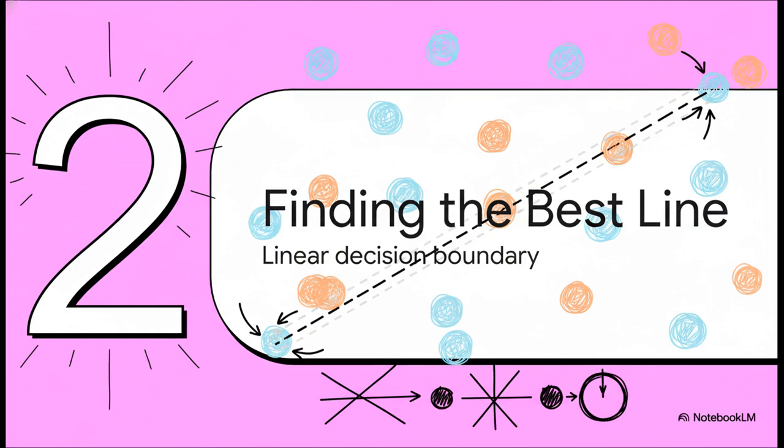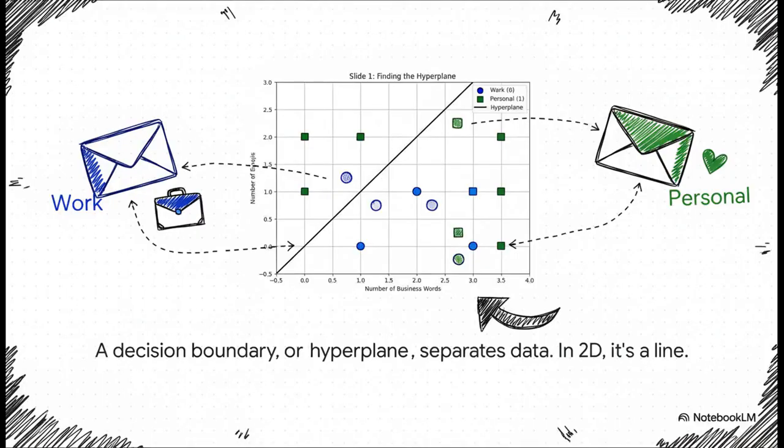All right, let's pop the hood and see how this thing actually works. How does it find that one perfect line? So the first thing an SVM needs is a decision boundary. Let's imagine we're trying to classify emails as either work or personal. And let's say we're just looking at two things: how many business words they have and how many emojis. Since we have two features, we can plot this on a 2D graph, and our boundary is just a straight line. Now that line has a formal name, a hyperplane. If we were in 3D, it'd be a flat plane.